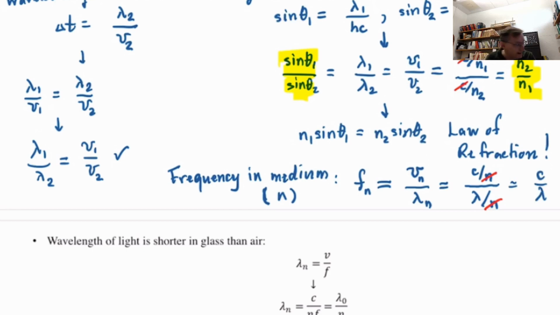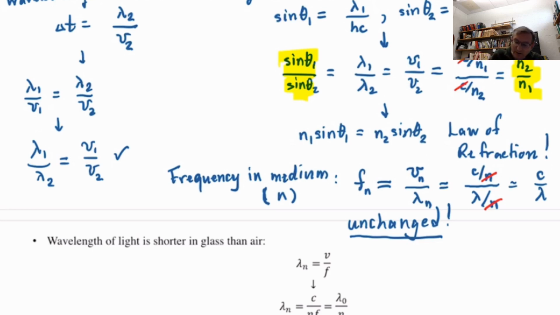So what am I saying? I'm saying the frequency of the wave is unchanged, okay? When the light travels from one medium to another. It's not immediately obvious that that's what would happen. The speed of the wave changes when it travels from one medium to another. The wavelength of the wave changes when it travels from one medium to another. But the frequency does not change.